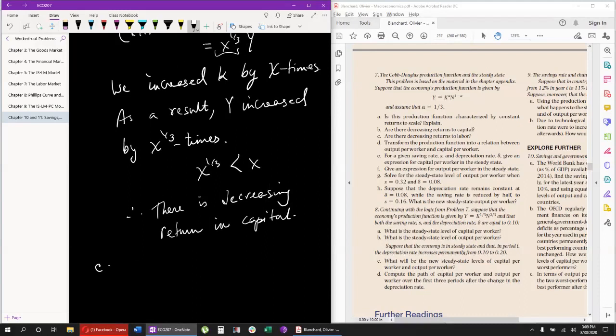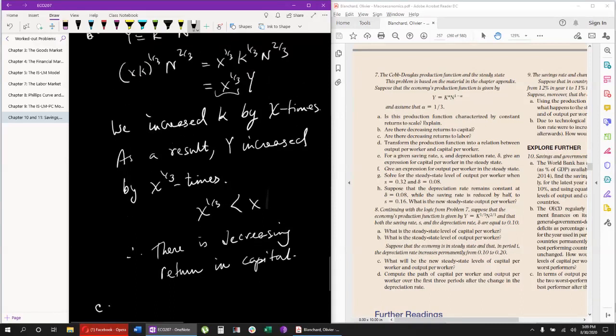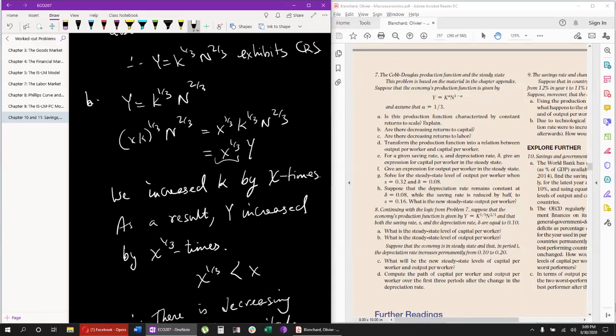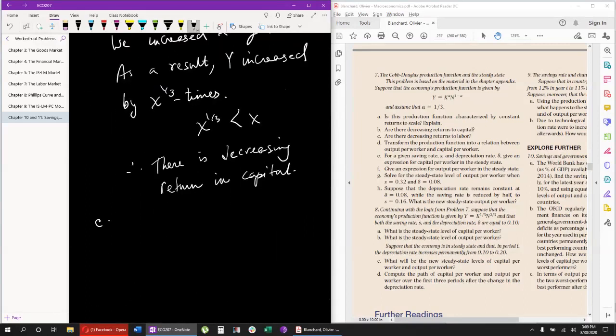Similarly, part C asks us, is there decreasing return to labor? So what you guys need to do, exactly the same thing, but instead of multiplying x with k, do it with n, and then see what happens. So I'm leaving part C for you guys, and you will see that there is decreasing return.